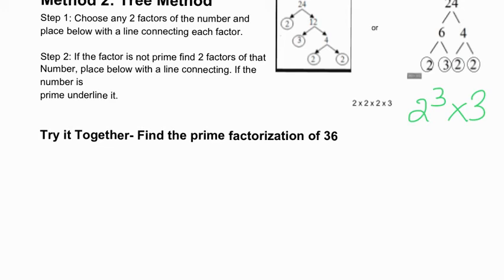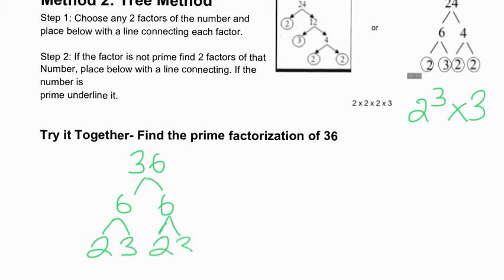So let's try this with 36. We'll do it a couple different ways just so you could see. When I look at 36, 6 times 6 comes to mind immediately. So I'm going to do that. Neither one is prime. So I'm going to make branches off of both of them. What makes 6? Well, 2 times 3. What makes 6? Again, 2 times 3. Each one of these is prime, so I'm going to circle them so my eyes kind of go back to it. Then I write it from least to greatest. 2 times 2 times 3 times 3.